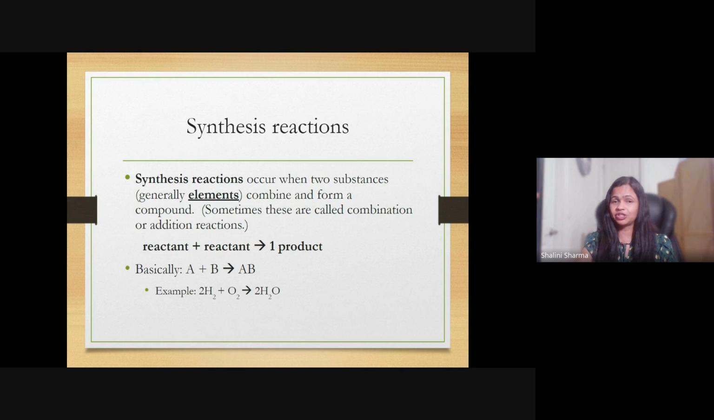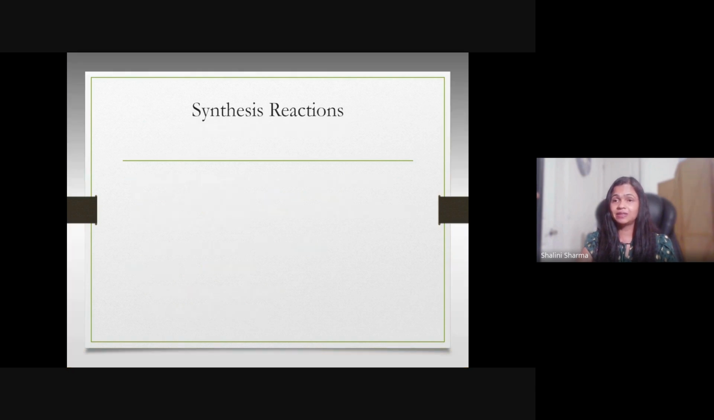The actual reaction, formation of water: hydrogen and oxygen, 2 different elements present before the reaction. After combining, they form water molecule. Then we have carbon combines with oxygen, forming carbon dioxide. Let's look at some more examples for synthesis reaction.